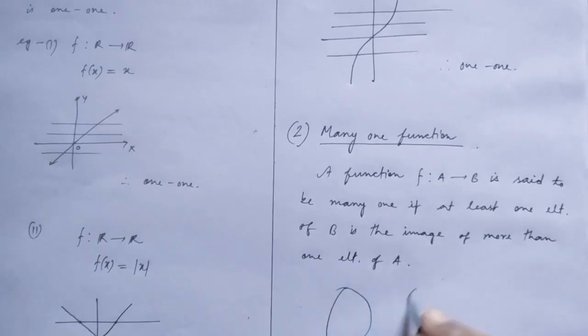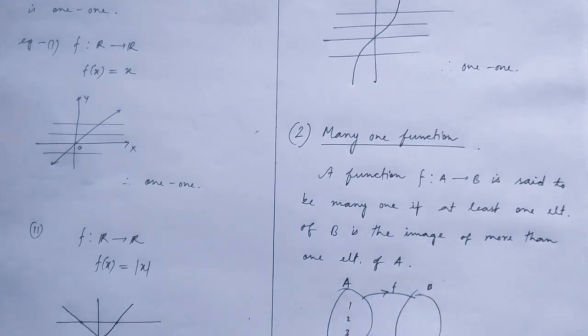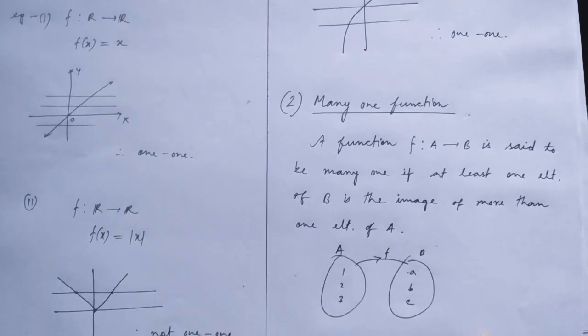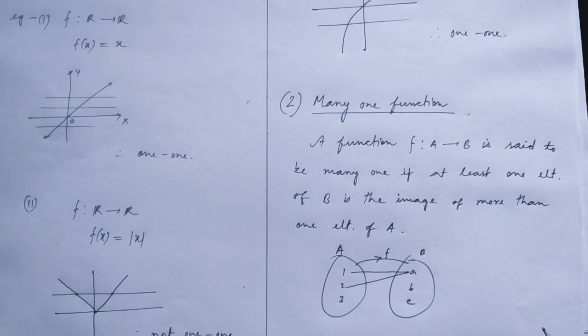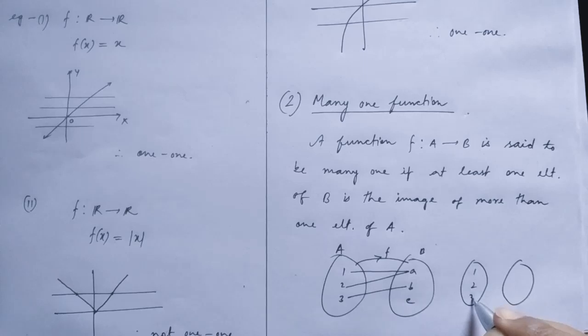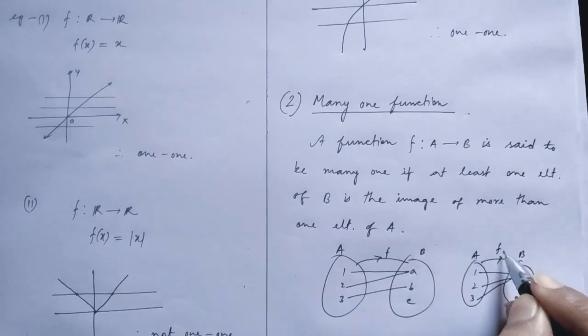So this means, if this is the function f from A to B, here 1, 2, 3 and A, B, C, at least one element of B is the image of more than one element of A. Suppose like this, A is the image of more than one element of A. So this type of function is many-one. Suppose this type, 1, 2, 3 and A, B, C. Here the element A is the image of three elements 1, 2, 3. So this type of function is called a many-one function.